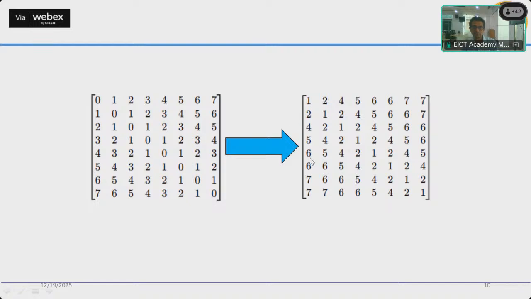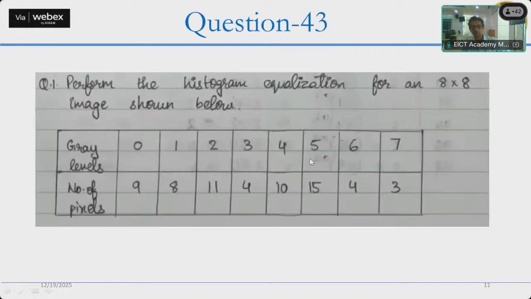Are you able to perform the histogram equalization for an 8 by 8 image shown below? This is basically the image here, and these are the gray levels. Is there any change for an 8 by 8 image? Yes, one thing is that the gray levels are not given, so we will not be able to form the new image.